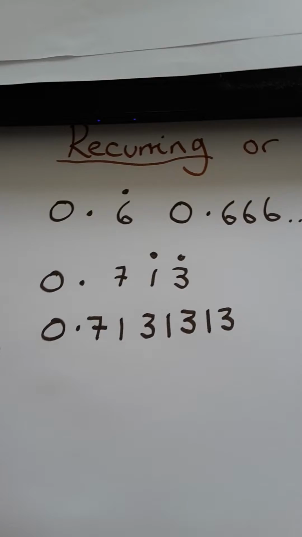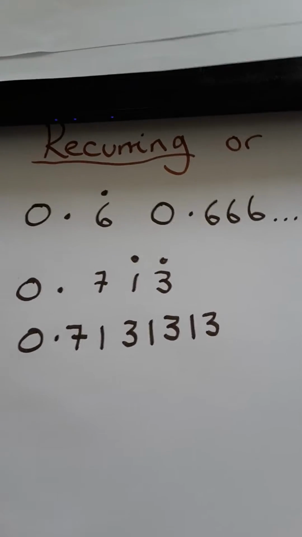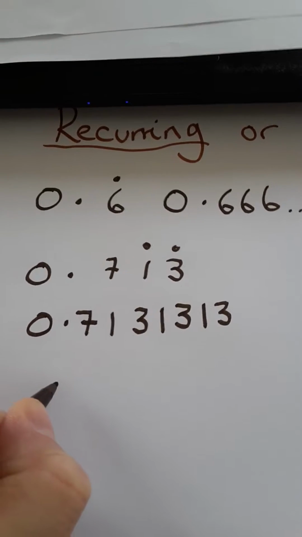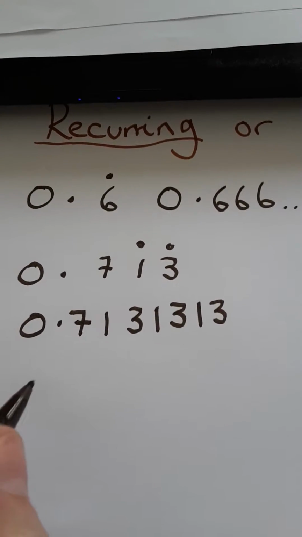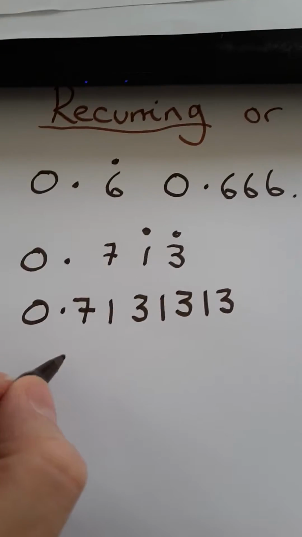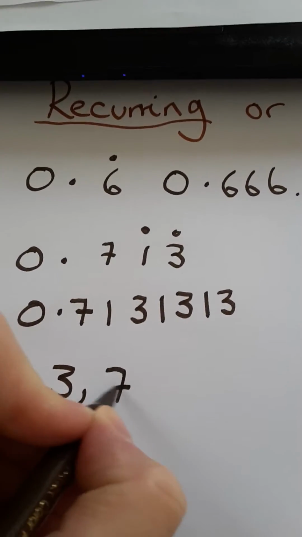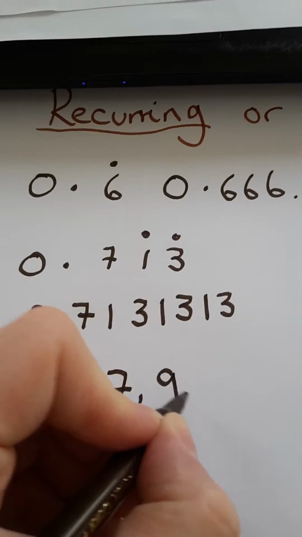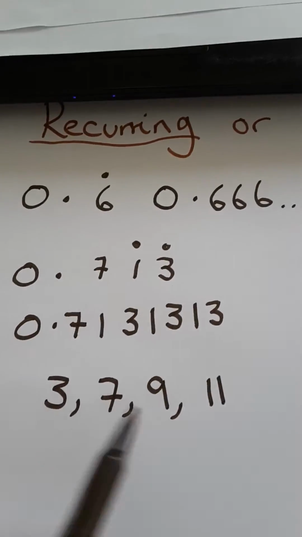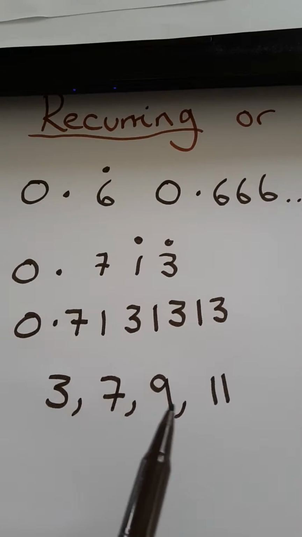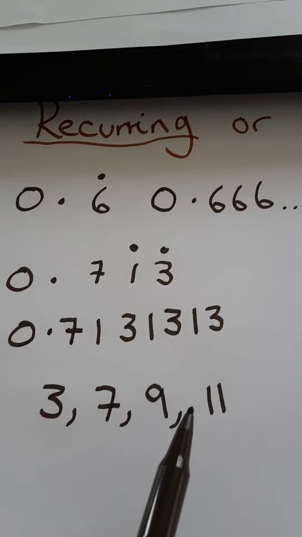Now, the really interesting fact about recurring numbers, so you can always check your answer, is if you're dividing by any number that's not made by timesing 2 or 5, so for instance, if you divide by 3, 7, 9, 11, basically all of the odd numbers actually, you will end up with a recurring value.